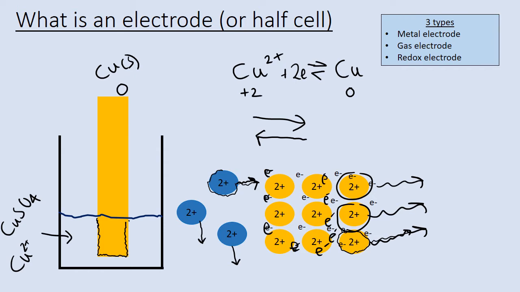However, if the equilibrium was to lie on the right, that means that there's a greater tendency for the ions in the solution to actually join the lattice, and therefore you get a build-up of positive charge around the outside because you'd have your 2+ ions forming around the boundary, and that would be known as a positive potential.